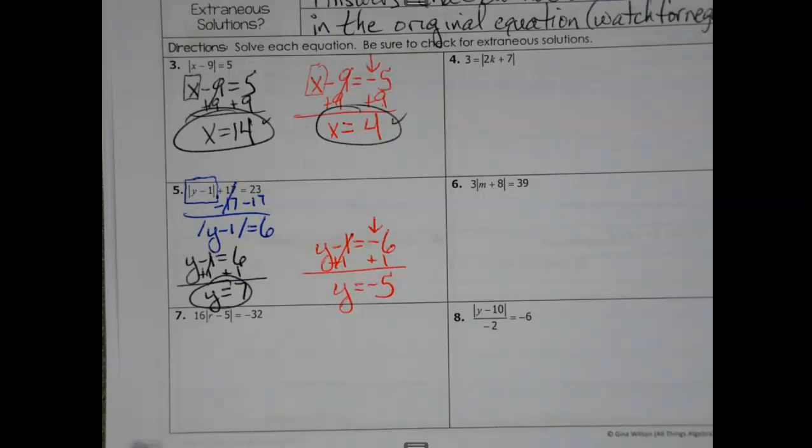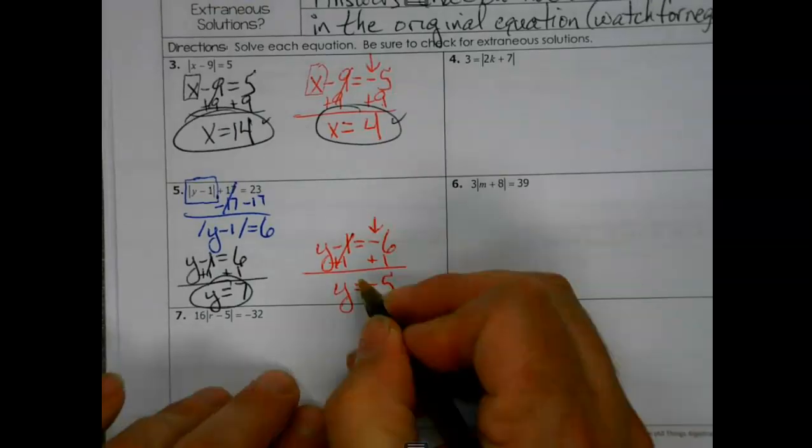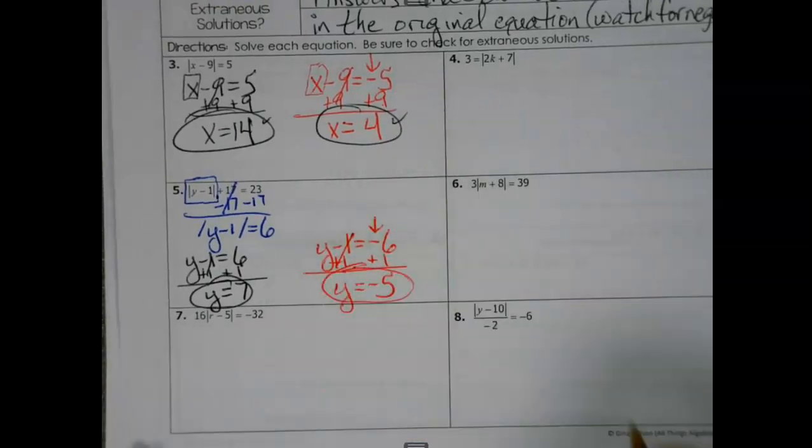Negative 5 minus 1 is negative 6. The absolute value, though, of negative 6 is positive 6. Plus 17 is 23. They both worked, even though one's positive and one's negative.